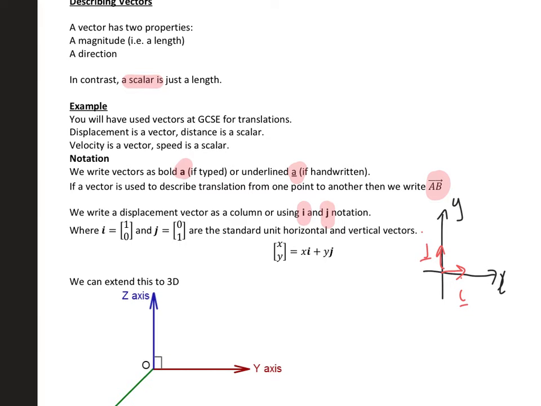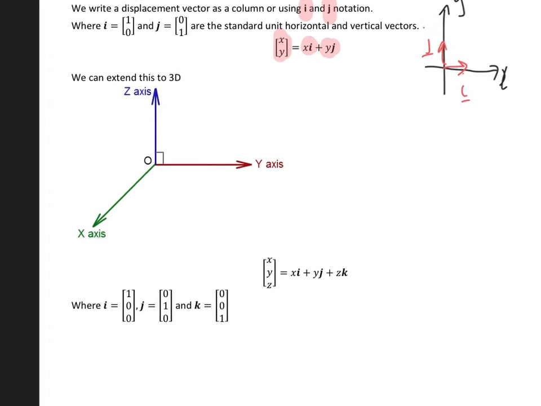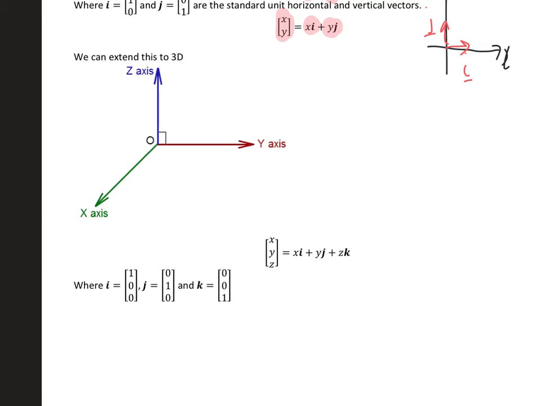So I can write any 2D displacement vector. So if I just call it (x, y), I can write that as xi plus yj. So x in the horizontal direction plus y in the vertical direction. We can extend on that to 3D. So for 3D we have x, y, and z. So the same thing, I can write a 3D vector, so (x, y, z), as xi plus yj plus zk, where k, as you guessed it, means 1 in the z direction. So there's the vectors for i, j, and k.